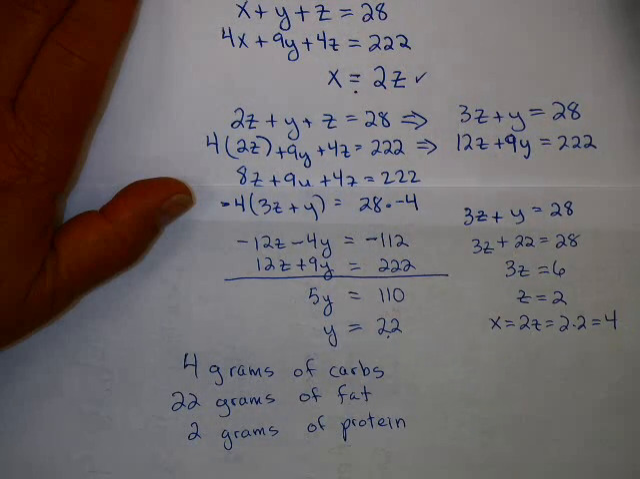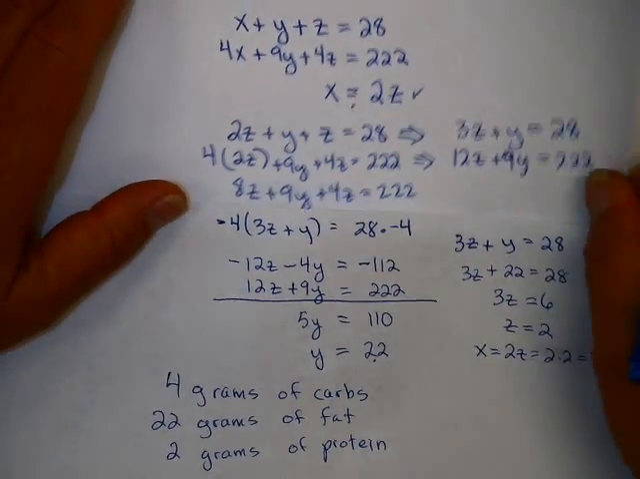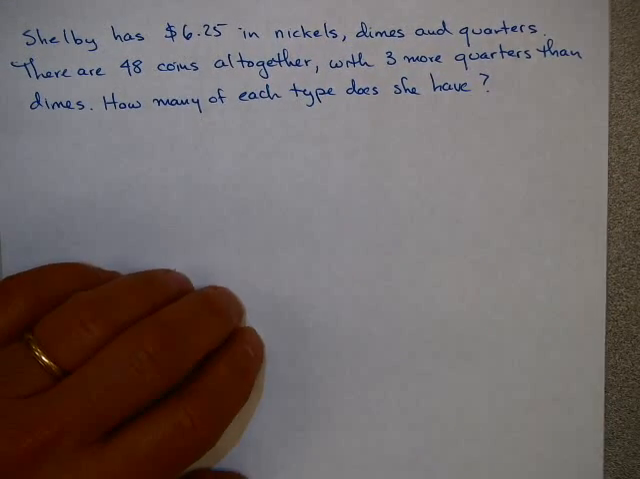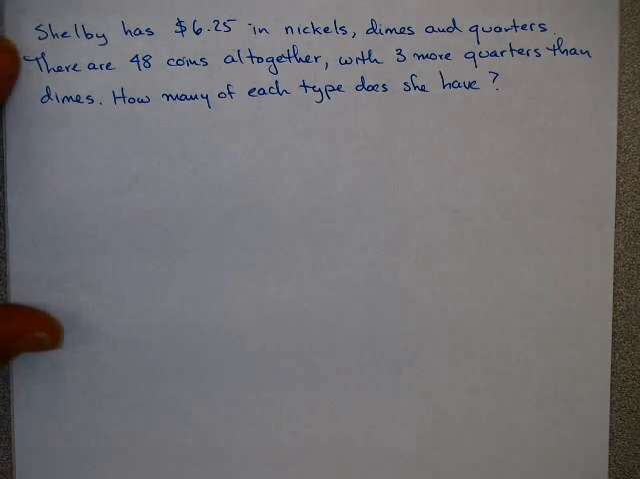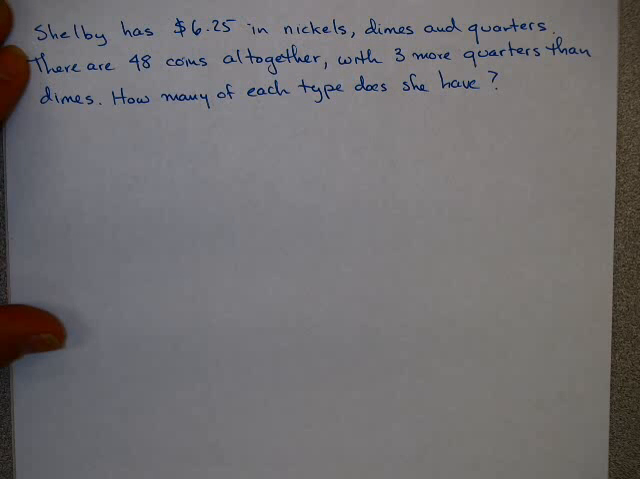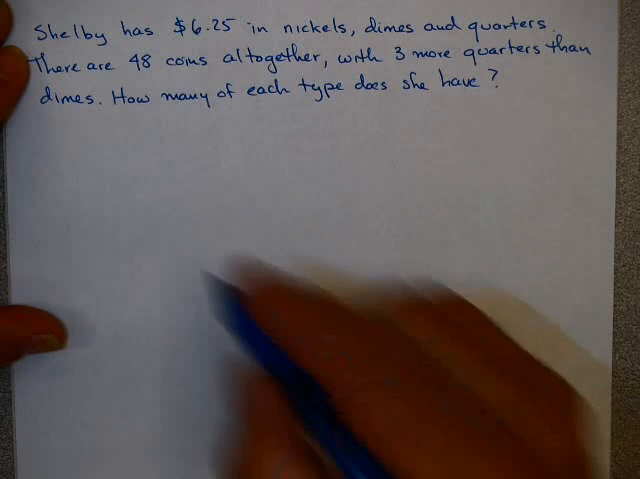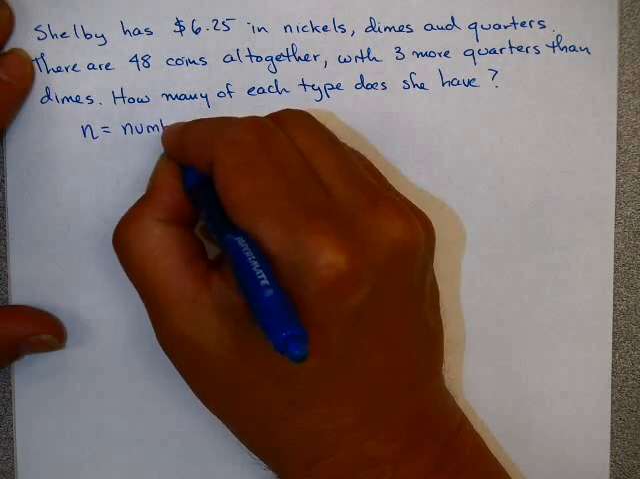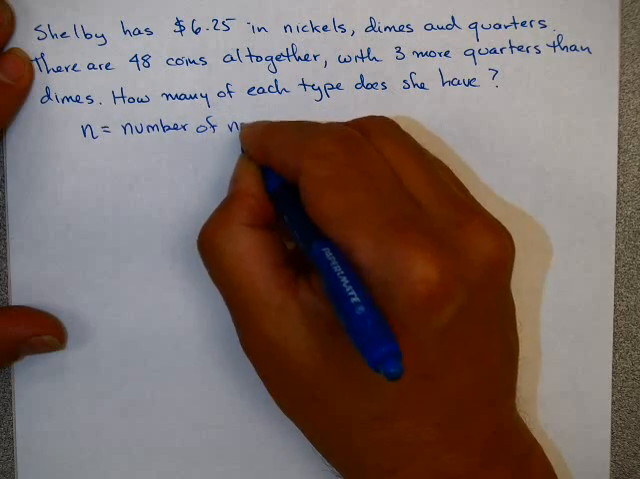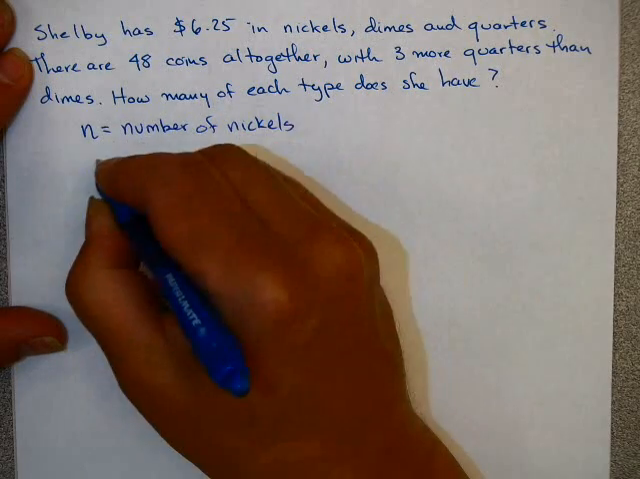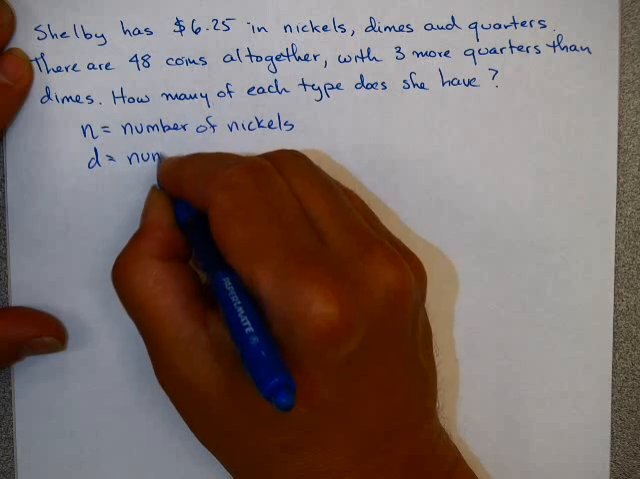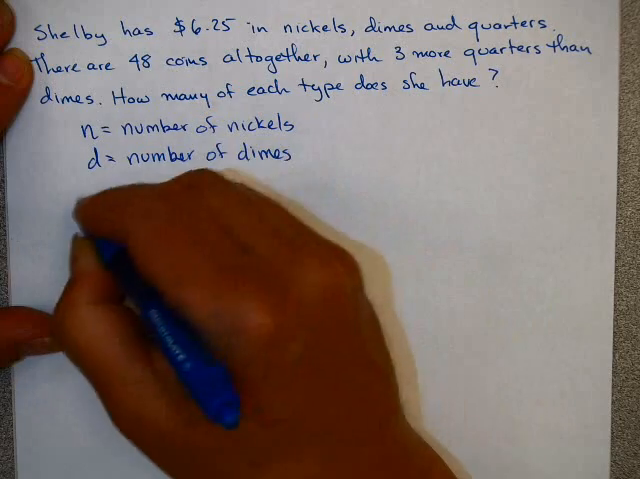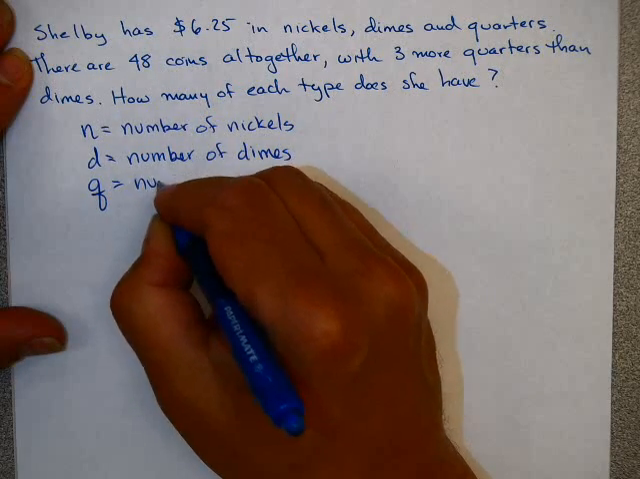Let's look at another problem, maybe one that you might be familiar with too. Let's take a look at this example. Shelby has $6.25 in nickels, dimes, and quarters. There are 48 coins altogether, with 3 more quarters than dimes. How many of each type does she have? So this time I'm going to let n equal the number of nickels. It's important to identify your variables. And d equal the number of dimes. And q equal the number of quarters.